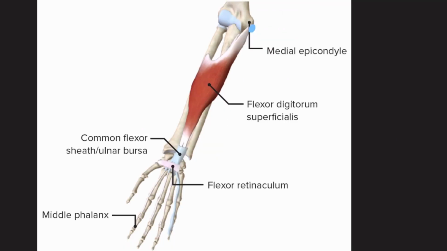Next, we're looking at the intermediate layer. This only contains one muscle, and that is the flexor digitorum superficialis. So it's a flexor muscle because it's the anterior compartment, and digitorum because it's going towards the digits.